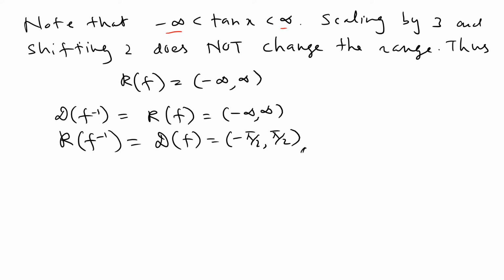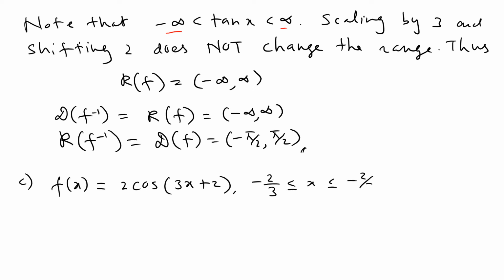So let's do the last one. Let's do another one, a little complicated one. So how about this one? Let's say f(x) = 2 cosine(3x plus 2), where x ranges from negative 2/3 to negative 2/3 plus pi over 3.